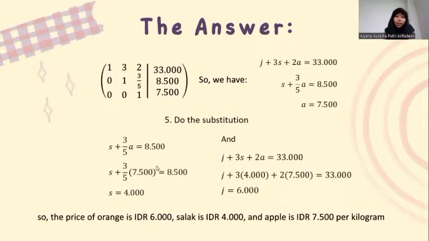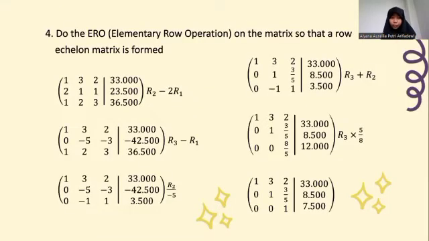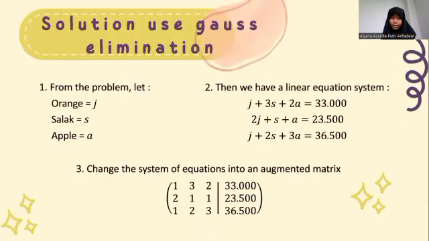So the price of orange is 6,000 rupiah, salad is 4,000 rupiah, and apple is 7,500 rupiah per kilogram. This is orange, salad, and apples. Back to this one, G, S, A: orange, salad, and apple.